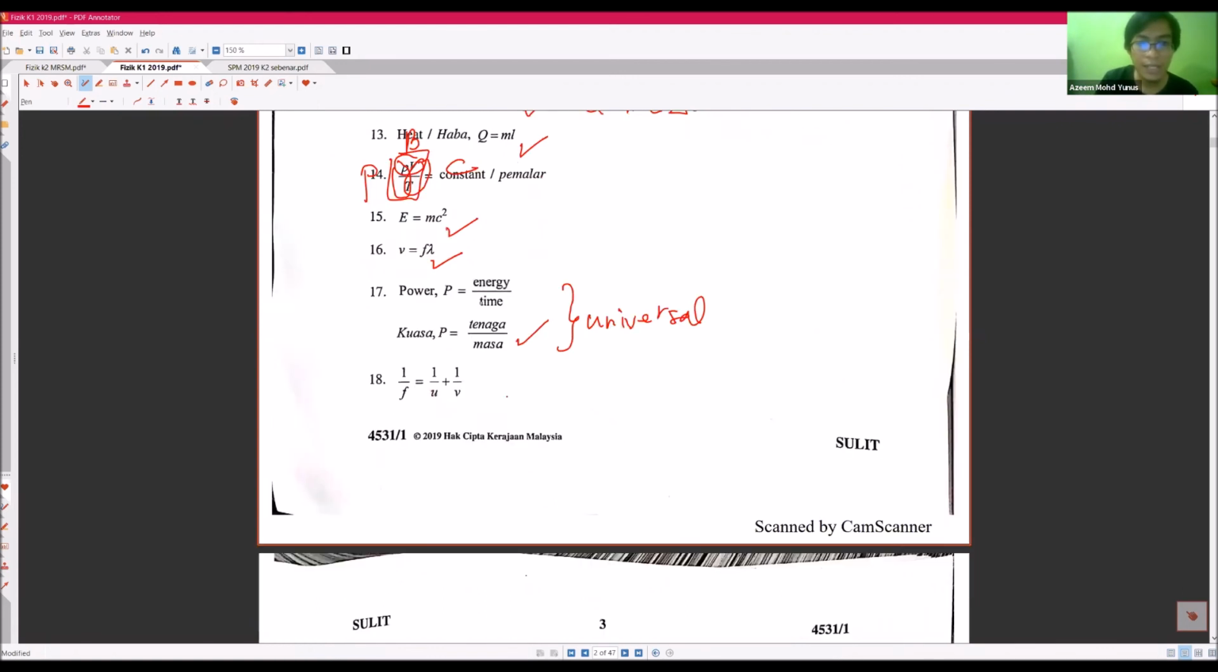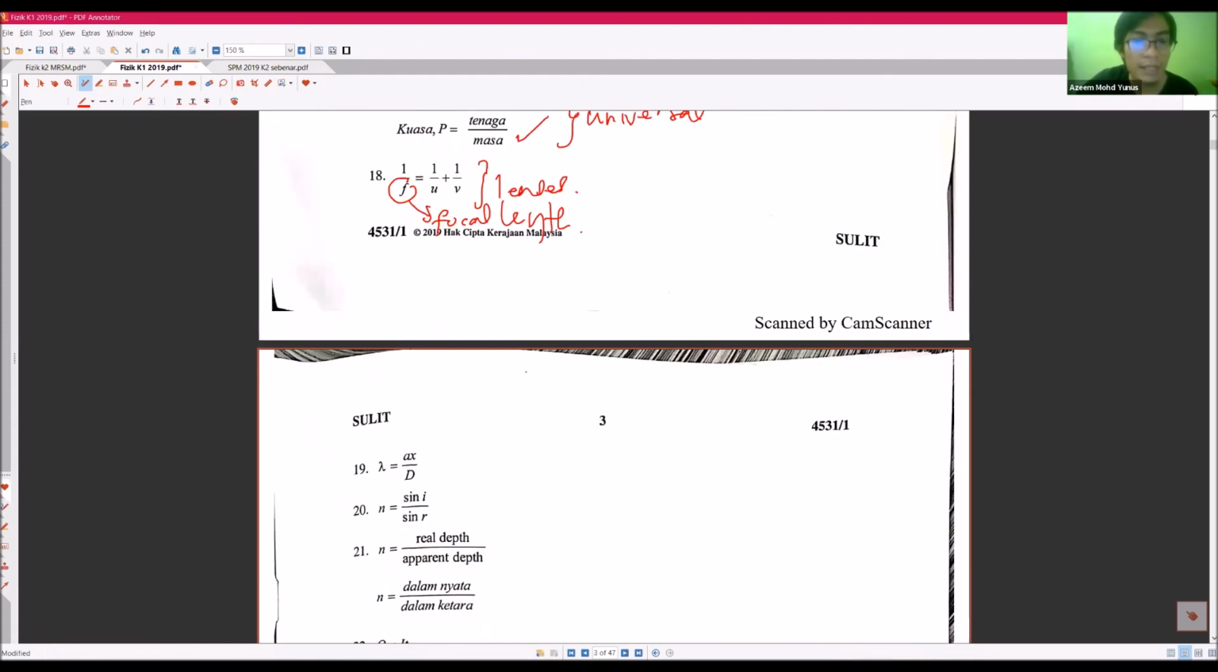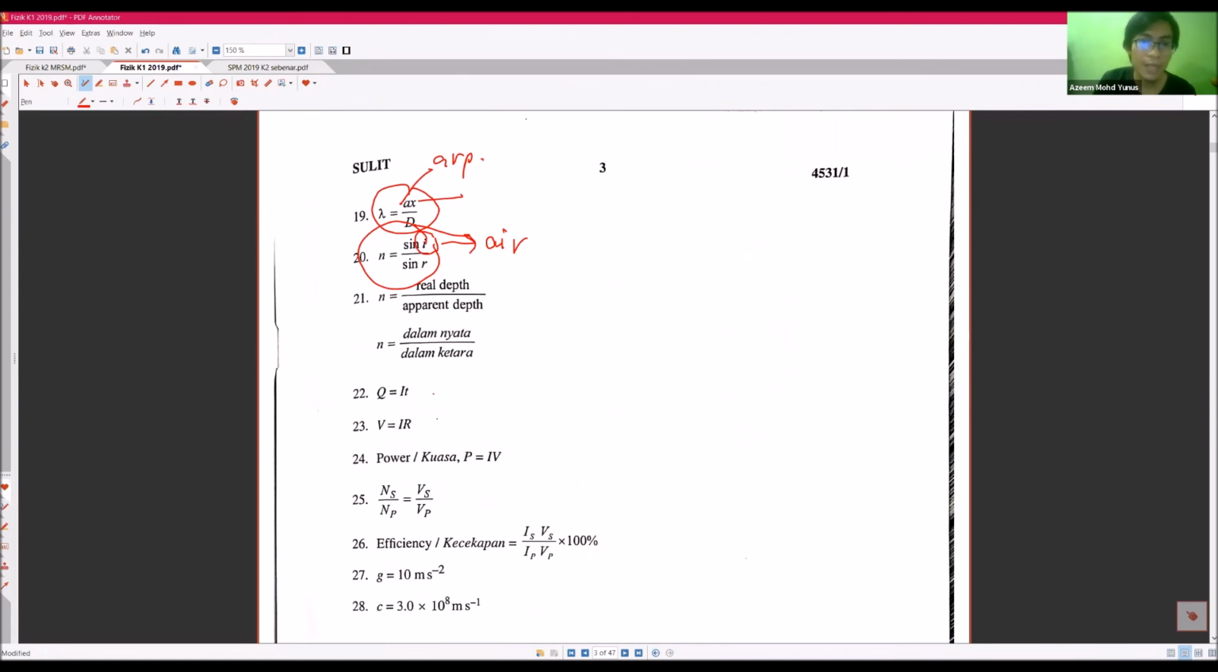Then for lenses, f is the focal length, not frequency. u is the object distance, v is the image distance. Then there is the most complicated formula. a is the distance between the two slits, x is the distance between two consecutive maximum lines, and D is the longest one, the distance from the source of the slit to the screen. The refractive index is with respect to air, it must be considered in air, and there is real depth and apparent depth. Then U, I, T, V, R, our best here.